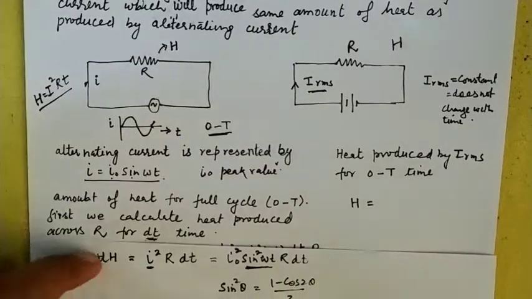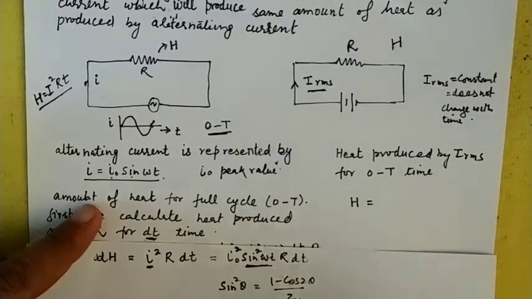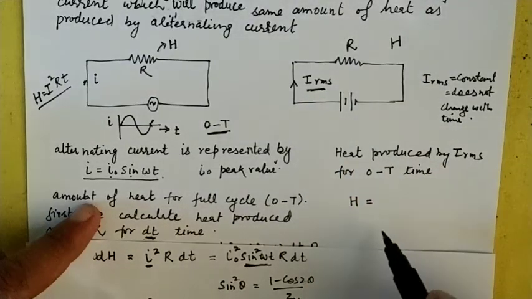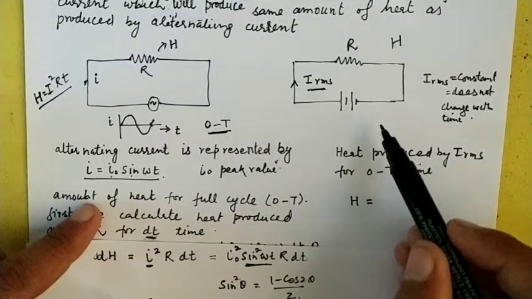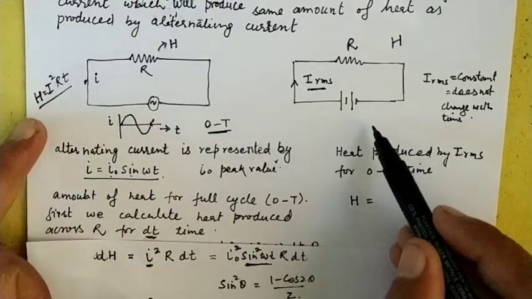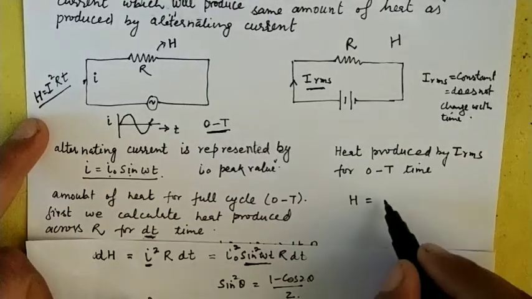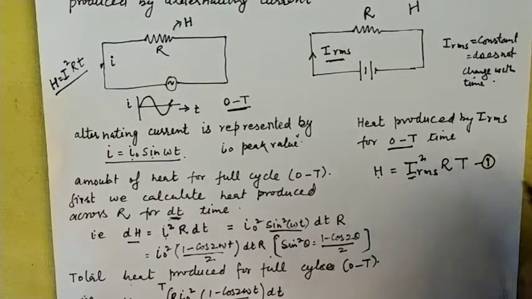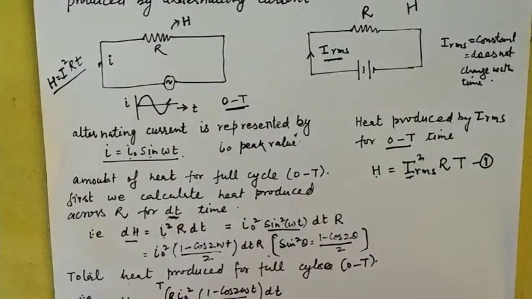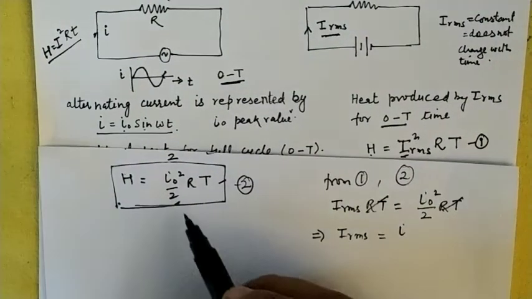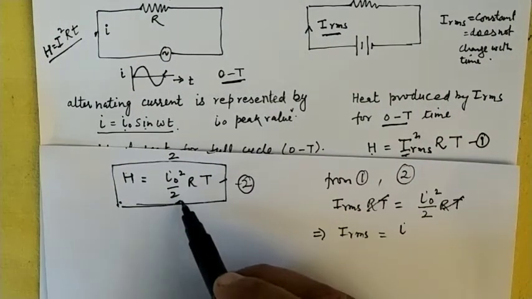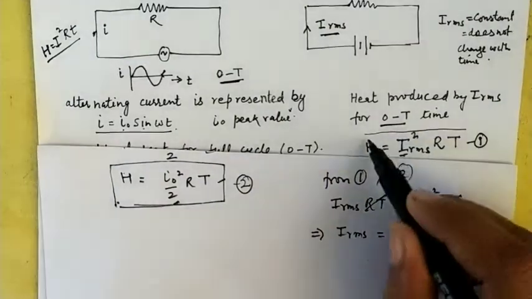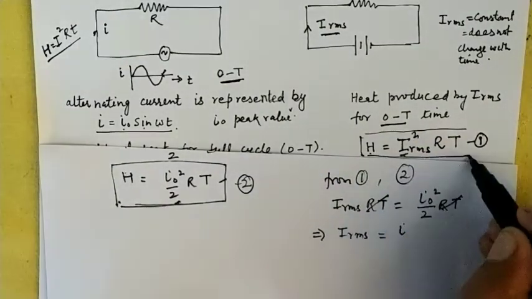Now similarly, we want to calculate the amount of heat produced when a constant current is passed through this resistor. Since a constant current is passed, we can use this formula directly. So here the amount of heat produced will be IRMS square RT. I take this as one equation. Now if you see carefully, the amount of heat produced when AC is fed is this much, and the amount of heat produced when a constant current is passed is this much.